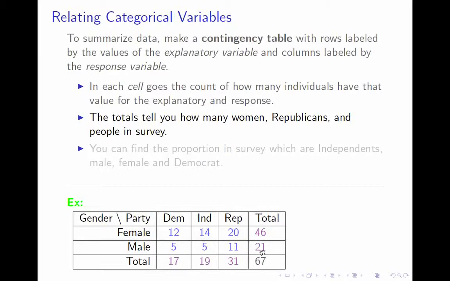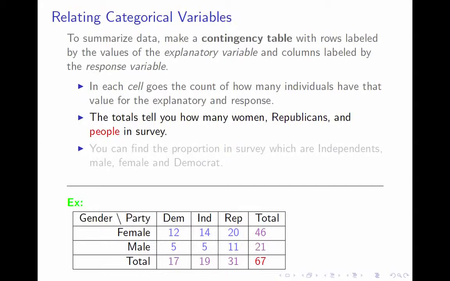And if I add up the row sums, or I add up the column sums, I get the total in my sample. There were 46 women and 21 men. That makes for 67 students in my sample. So it sounds like it was, in fact, 3 sections. Right, so 46 is the total of women, 31 is the total of Republicans, 67 is the total number of people in the survey.